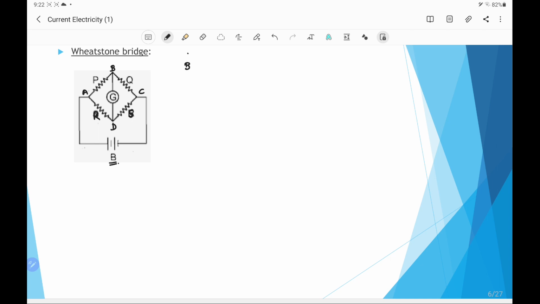In balanced condition, that means if the Wheatstone Bridge is balanced, the current in the galvanometer, Ig, will be 0. This implies that the potential at the terminal B will be equal to the potential at the terminal D. And under this balanced condition, the condition for a balanced Wheatstone bridge is that P by Q equals R by S, which we have to prove.